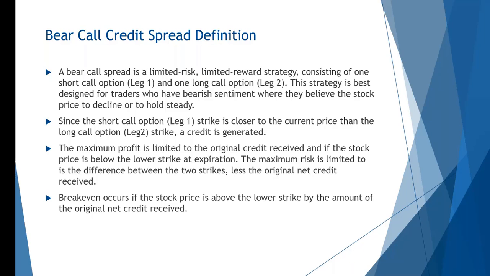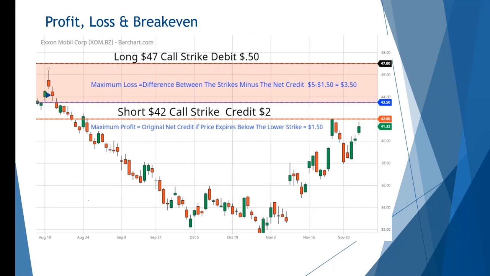Okay, break even occurs if the strike price is above our lower strike, our call, our leg one, by the amount of the credit that we take in. So here's an example, a chart, because I know you guys like visuals. So what's our maximum profit?